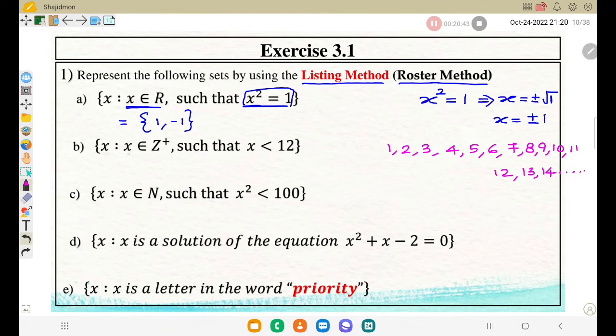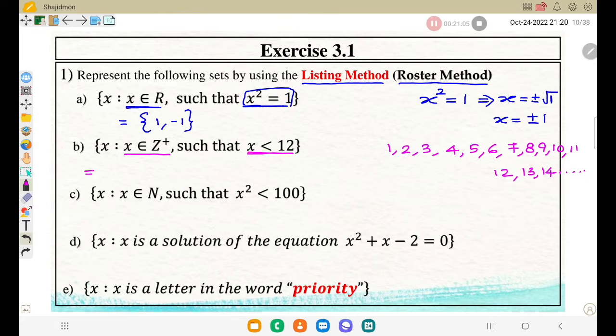Now what is our question? Set of all x belongs to Z plus, so x should be a positive integer. Z means integer, the superscript plus means positive integer, such that x should be below 12, less than 12. 12 is not included. Below 12, what are the positive integers?